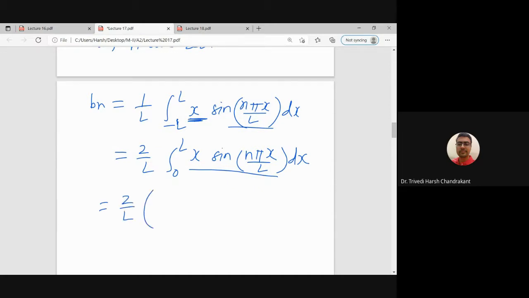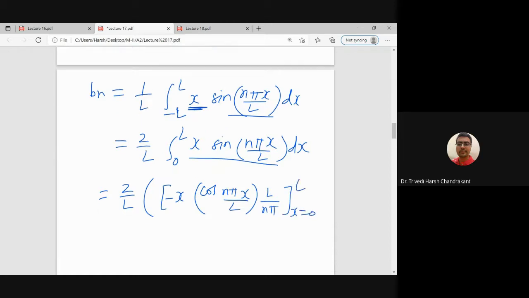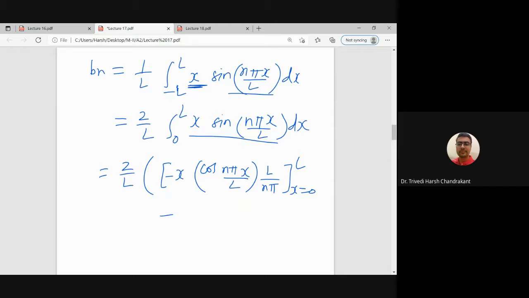If we integrate this integrand, then we get minus x cos(n pi x by L) times the reciprocal of the coefficient of x, so that will be L divided by n pi, and the limit will be from 0 to L. So this is the first term of the integration by parts. The second term will be the integral from 0 to L of cos(n pi x by L) into the number, this number.